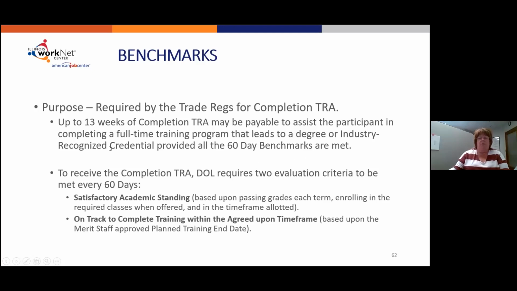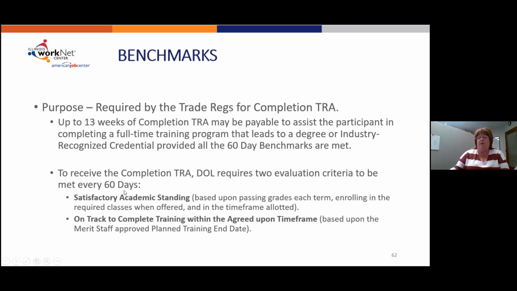We require the benchmarks entry from day one, so every 60 days, because what happens if you have a participant who goes through a training program and gets up to the point where they might need completion TRA? You're not going to be able to go back and do all of those 60-day benchmarks from the beginning of that program up to this point. So that's why we require them to be entered from day one, because there are a lot of people that do need completion TRA to complete their program.